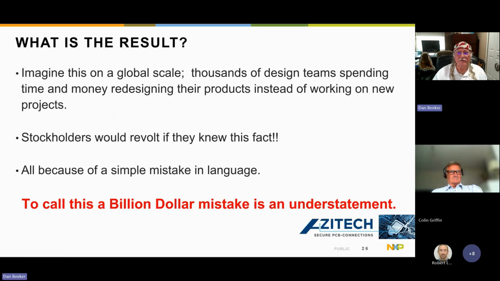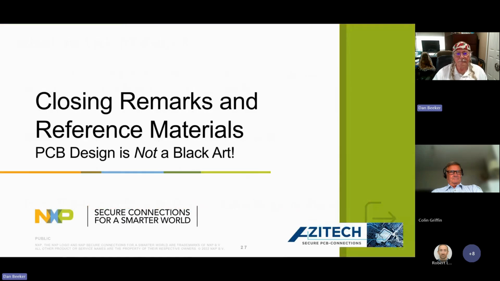So the idea is there are thousands of good design teams spending their time designing things that they're probably sure will not work. And the bottom line is that if the stockholders in these big companies understood that we were wasting their money, there would be a big revolt. So to call it a $1 billion mistake is really an understatement. It's quite a lot more than that.